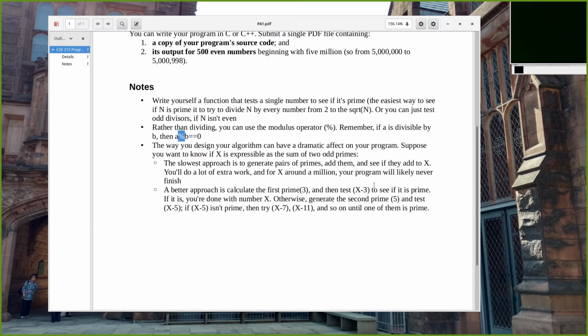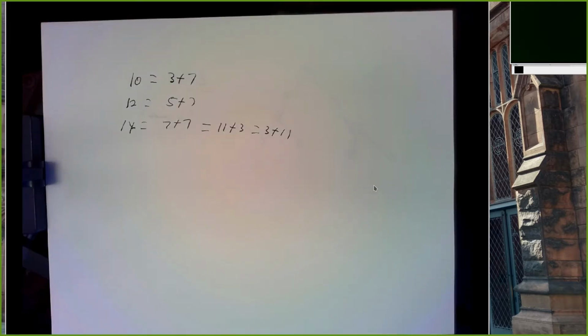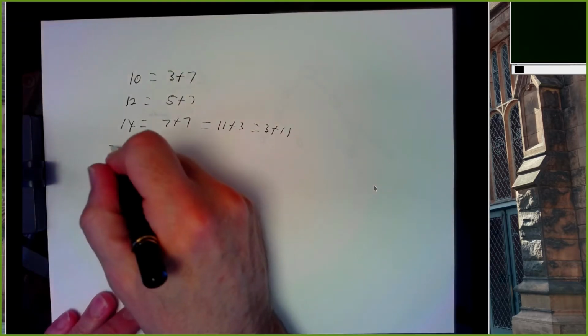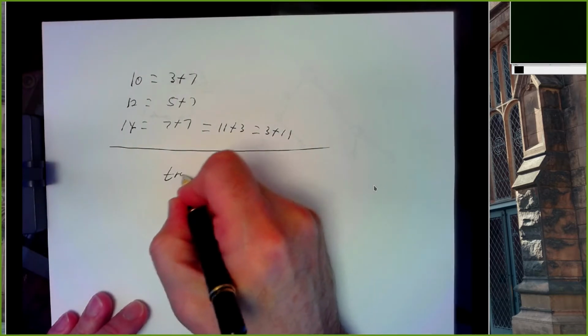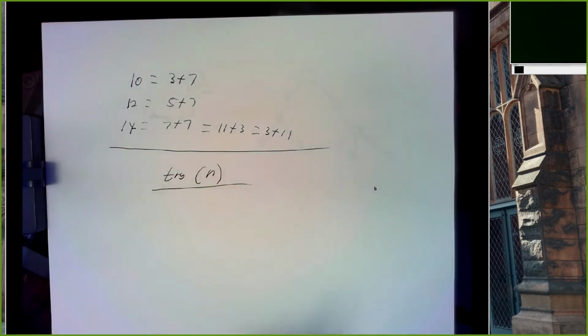And then here's a really important point about designing your algorithm. So here's a quick way to do this. It's prime if a is not divisible by b. If it's not divisible by anything other than a and 1, then it's prime. So if you find some b and a % b is 0, then it's not prime.